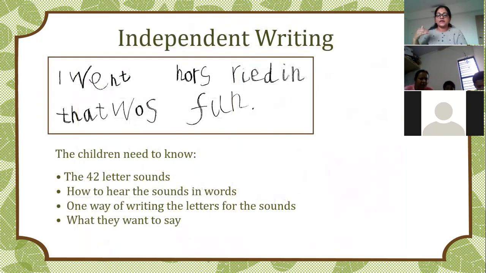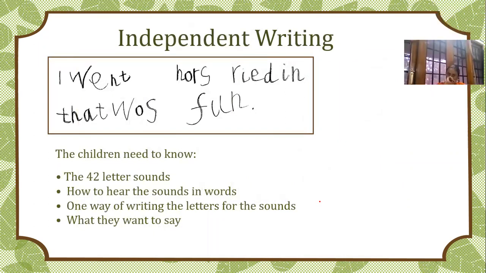Okay, now let's come to something called independent writing. When you have taught all the 42 sounds, when the child knows how to write all the 42 sounds, you are going to do something called independent writing. Why is it called independent writing? Because the child is going to come up with her or his own sentences, and they are going to write it along with their own spellings. We have not come to a concept of alternatives so far.